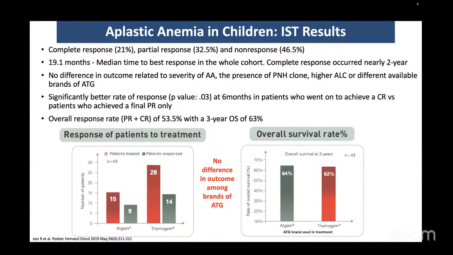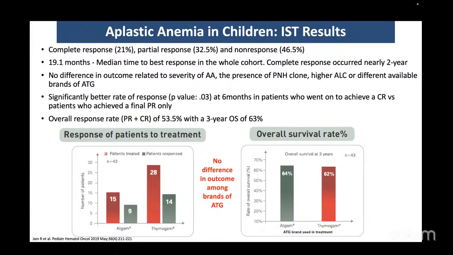So the complete response was seen in 21%, and 20 months was the median time to best response in the whole cohort. Complete response occurred nearly in 2 years' time. There was no difference in outcome related to severity, presence of PNH clone, higher absolute lymphocyte count, or the different available brands of ATG. And the overall survival rate was around 63%.